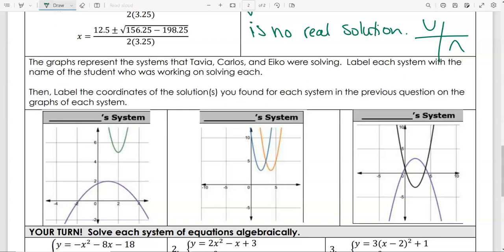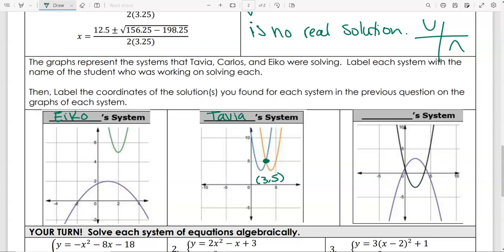All right, the first graph belongs to who? Eco. How did you know that? There is no solution. There is no intersection between those 2 parabolas. Beautiful. How about the middle one? Who? Tavia. I don't know how to say her name. All right. What was the solution to her set? It was 3, 5. Do we agree that this point of intersection is showing the point 3 and 5?